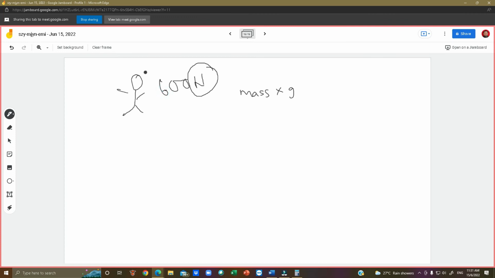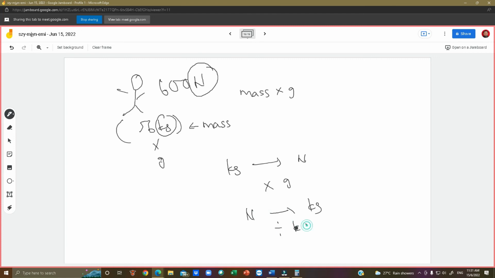Tapi kalau dia bagi tahu the weight or the mass of this fella is 56 kg, nampak kg, so bila kg dia dalam mass. Bila dalam mass dia bukan dalam bentuk force. So in order to change mass to force, kalikan dengan gravity. So nampak kg nak jadi N, kalikan dengan gravity. Nampak N nak jadi kg, bahagikan dengan gravity.